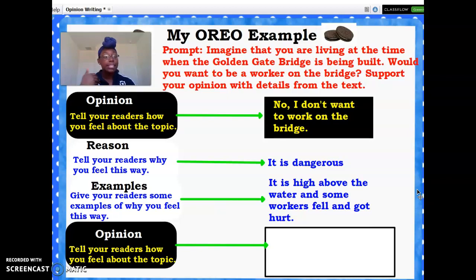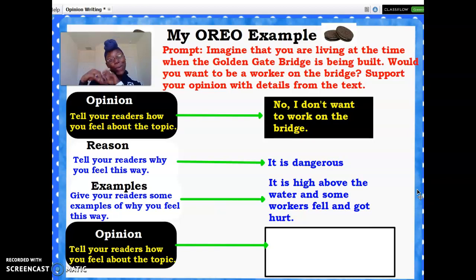So let me start again. My topic is if I want to be a worker on the Golden Gate Bridge. My opinion is that no, I don't want to work on the bridge. My reason, so why I don't want to work on the bridge, is because it's dangerous. Now I need to give an example of how it's dangerous. Well, it's high above the water and some workers fell and got hurt. So now I've stated my opinion. I've given you my reason. I've given you an example that supports the reason. Remember, your example has to support your reason.